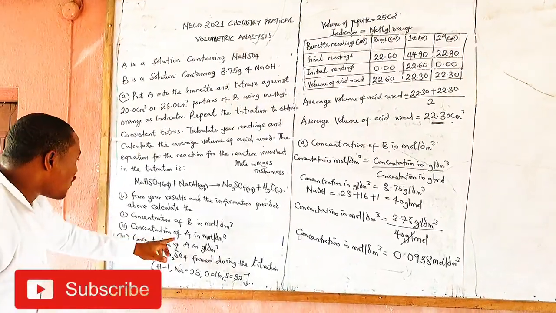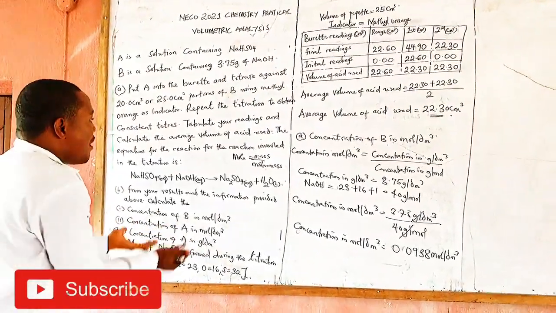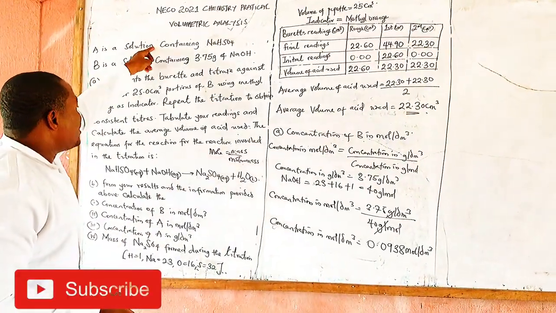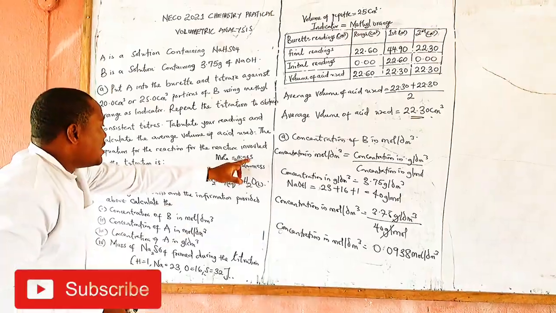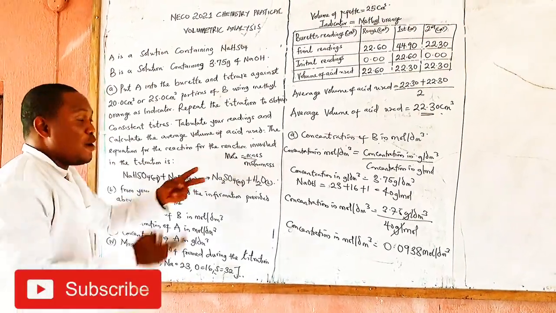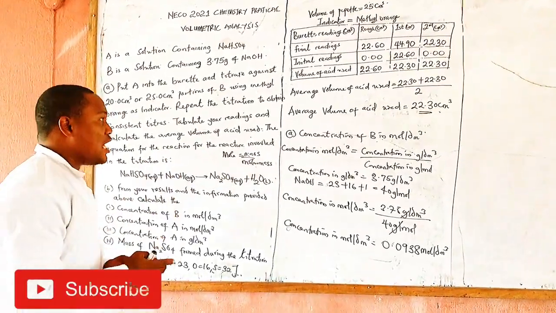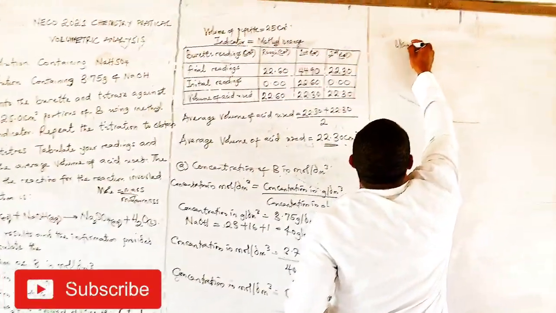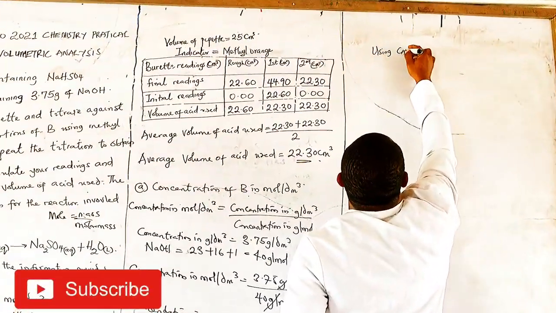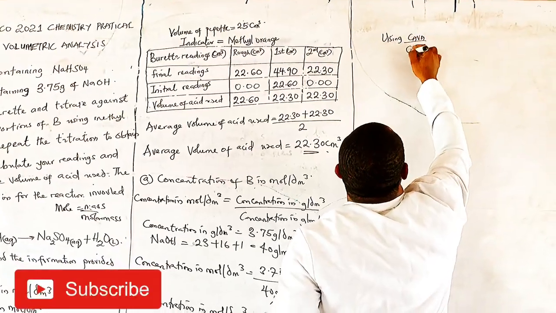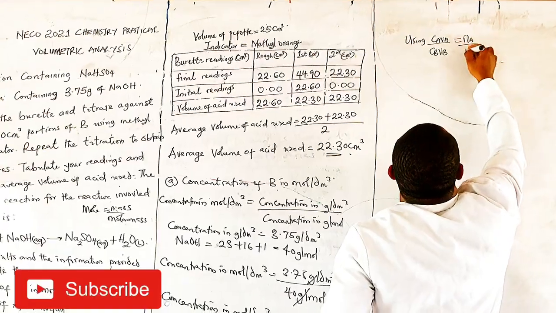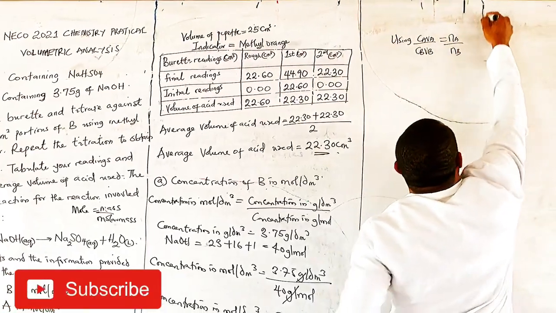So concentration of A in mole per dm³. Don't forget our normal formula: mole is equal to mass over molar mass. But we cannot solve this because they did not give us the mass or the mole, and we cannot be looking for two unknowns at the same time. So we use our titration formula: CAVA over CBVB equals NA over NB. I hope you are following.